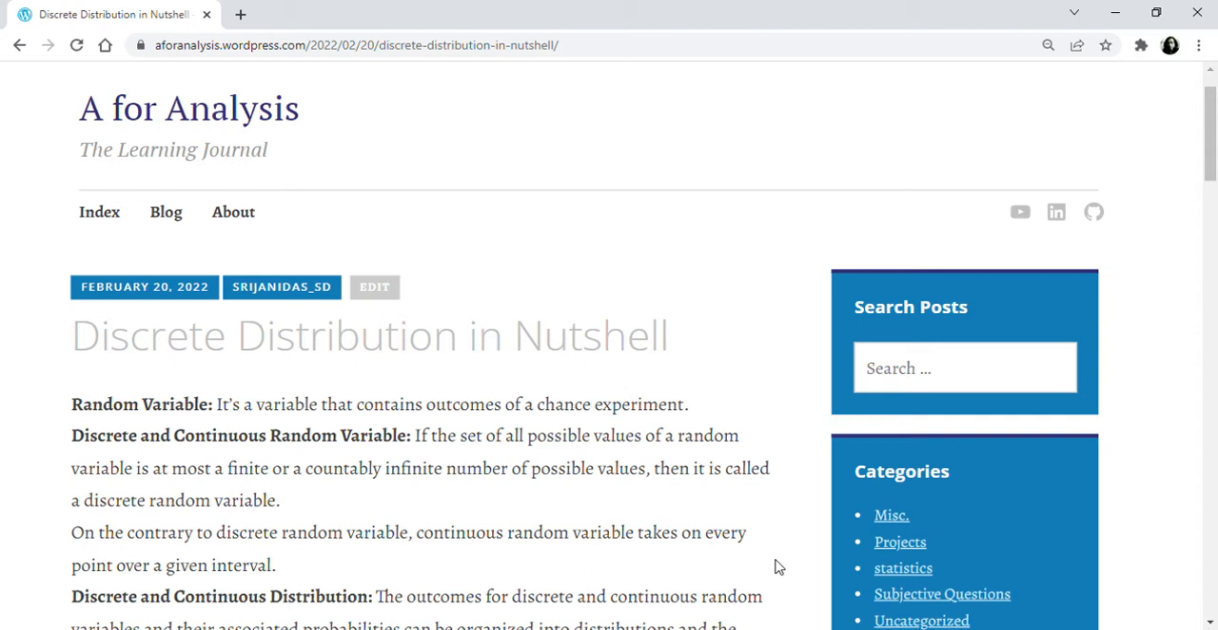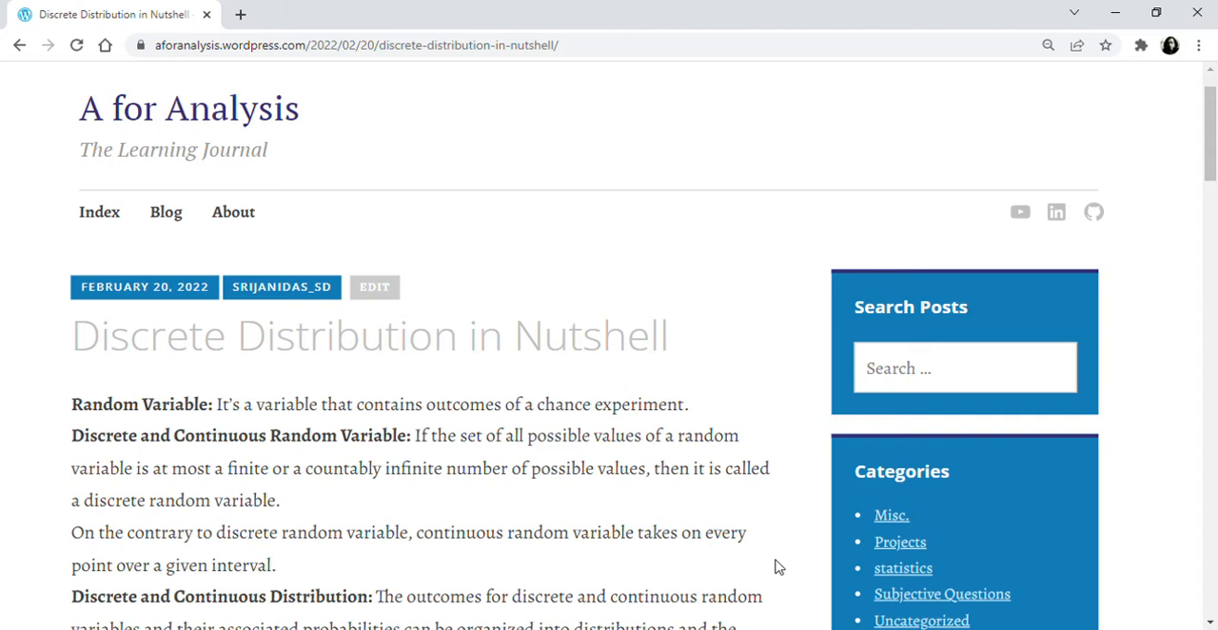Today I was going through discrete distribution and here are a few of the highlights of what I studied. First of all, when it comes to discrete distribution, we would like to know about random variable because this is one of those terms which has been used really frequently throughout this chapter. So random variable is a variable which contains outcomes of a chance experiment.